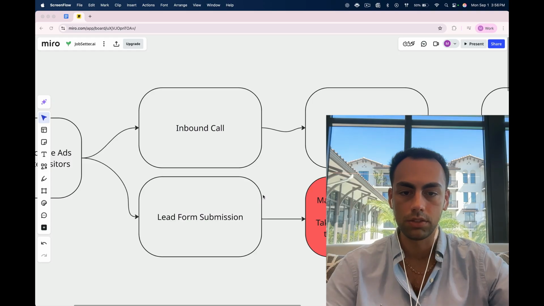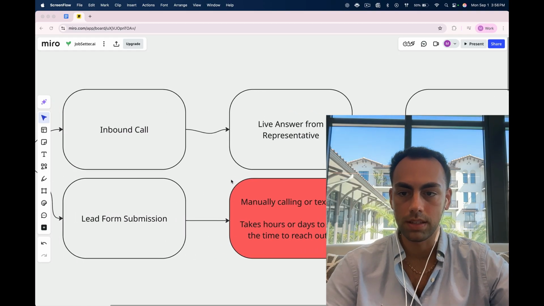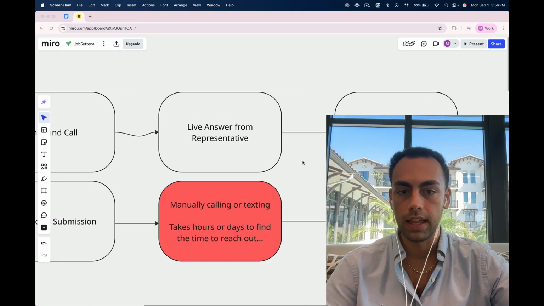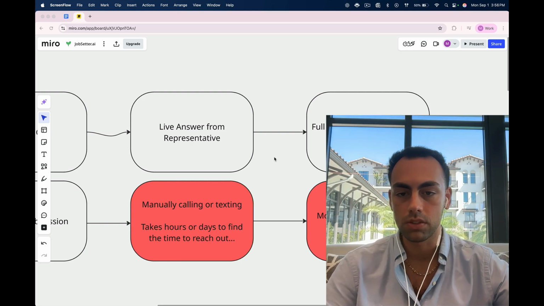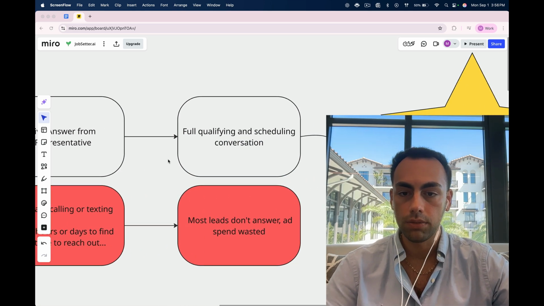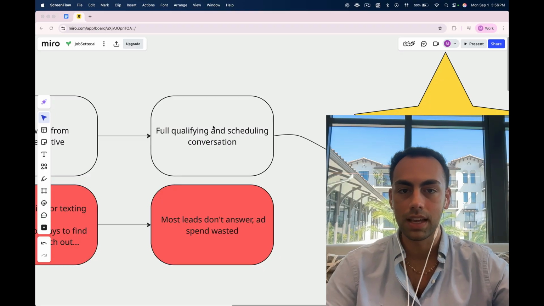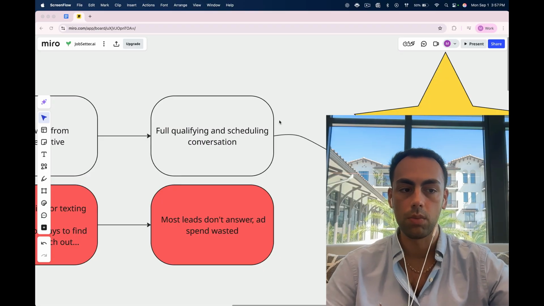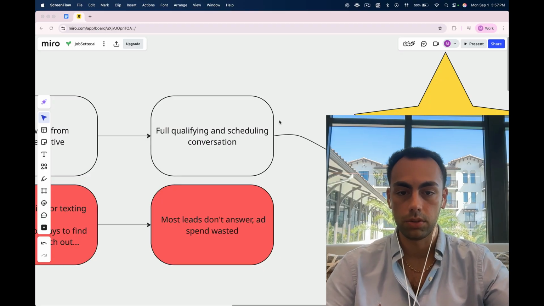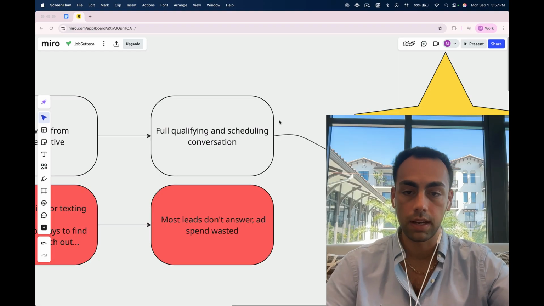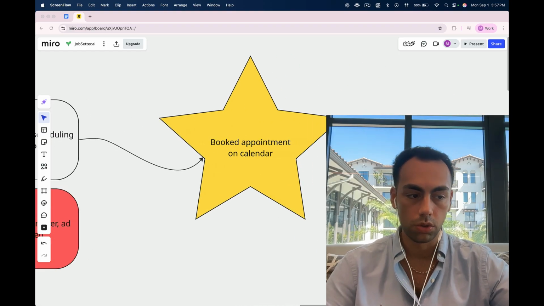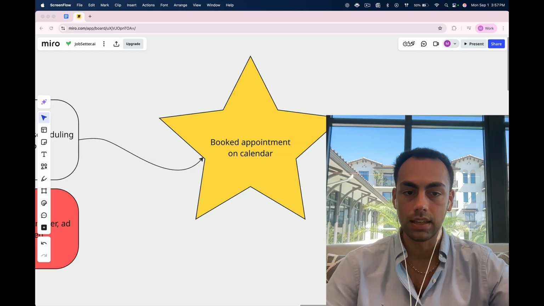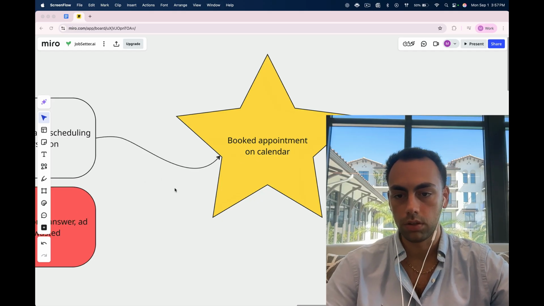What happens in most people's business is that if someone calls, then they pick up. Let's hope, right? They get a live answer from a representative, either the business owner or someone on the team. And on the phone, they're able to have a qualifying and scheduling conversation, make sure that what the client needs done, they're able to actually do and offer, and then find a time that works for the both of them to book an appointment, go out to the property or job site, see what needs to get done, give them an estimate, and hopefully close the job.